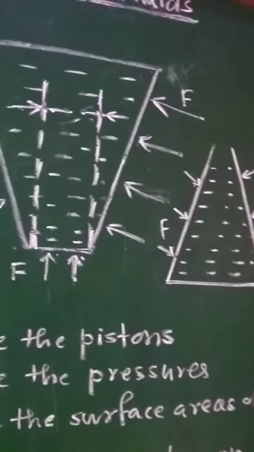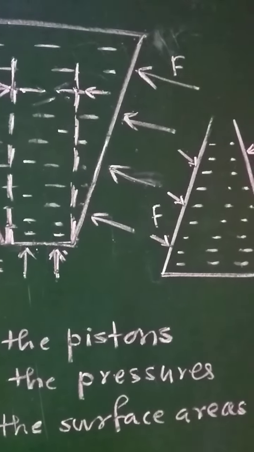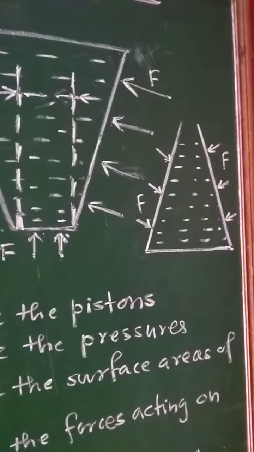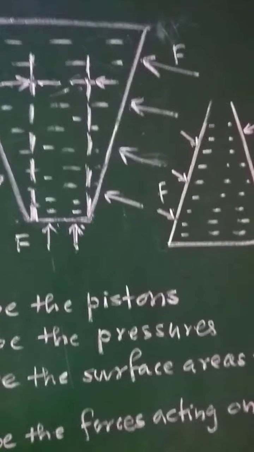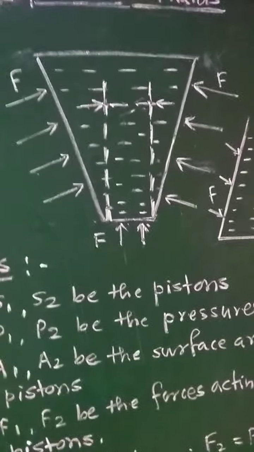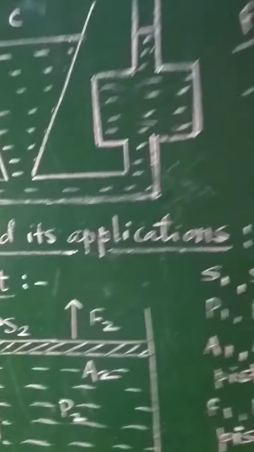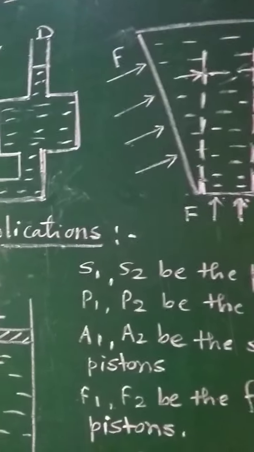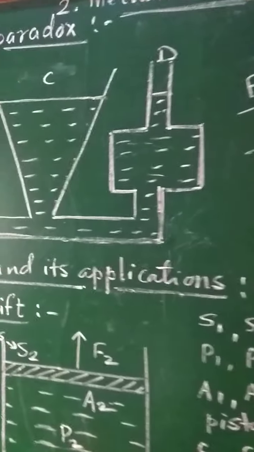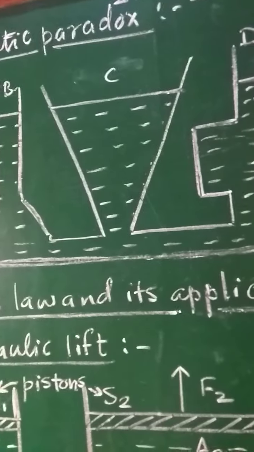So from this it is clear that though the quantity of liquid contained in all these three vessels is different, the resultant force acting on the bases of all these three vessels is the same. And as force is the same and base area is the same, the pressure exerted will be the same, because pressure is equal to force per unit area. So in the concept of this hydrostatic paradox, the pressure at a point depends on the height of the liquid column above it.